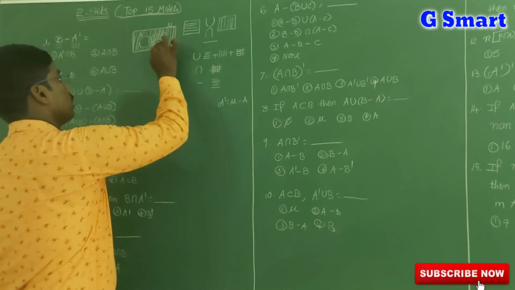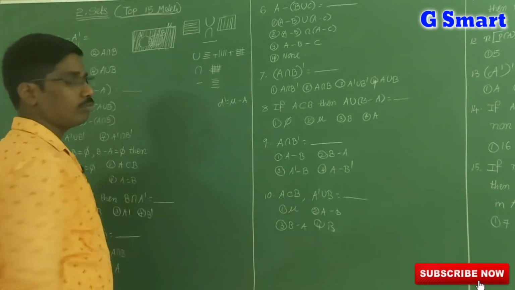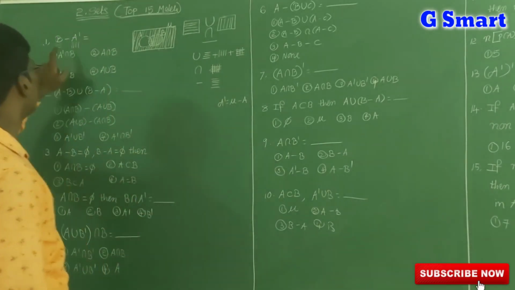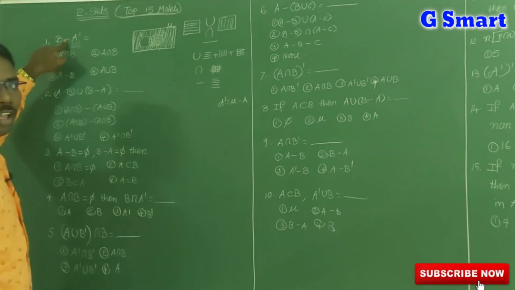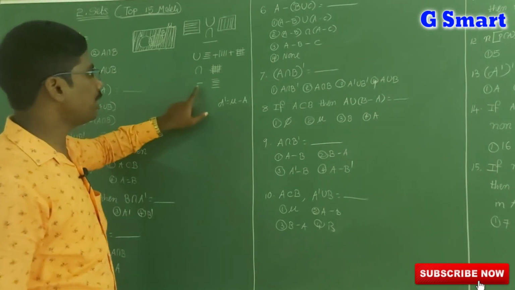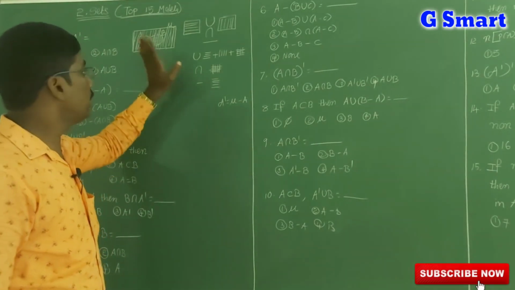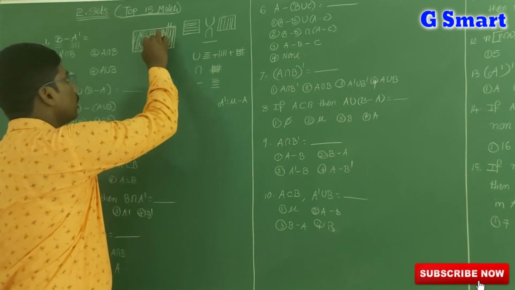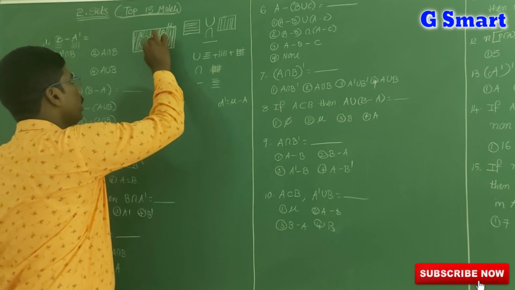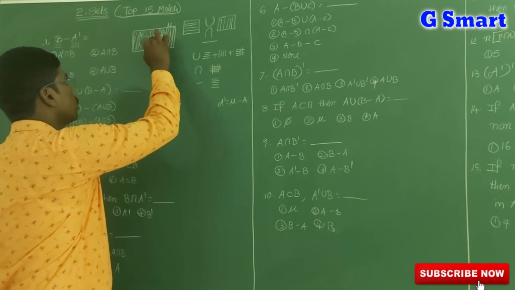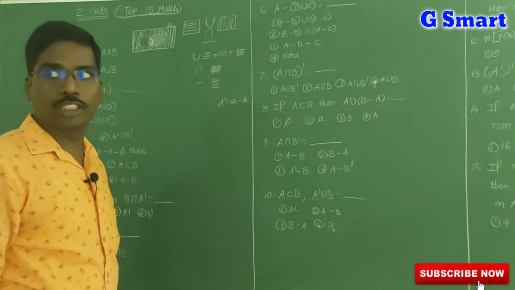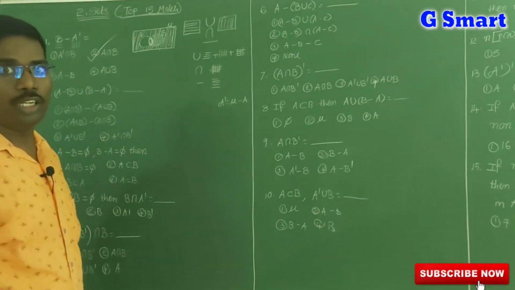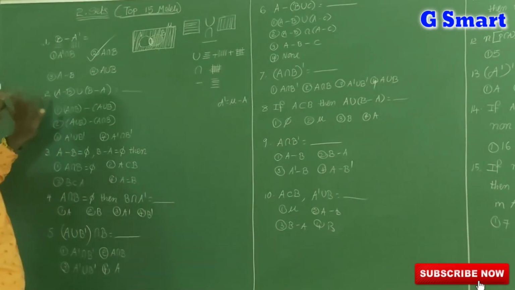Okay, now I got the answer. I have drawn the diagram. Now what do I have to find? Minus. I have to find minus. And minus means what I told you: vertical lines. In this diagram, where are the vertical lines? You observe clearly, here only are vertical lines. So this is what? A intersection B. So the answer is the second option. Next, this one.